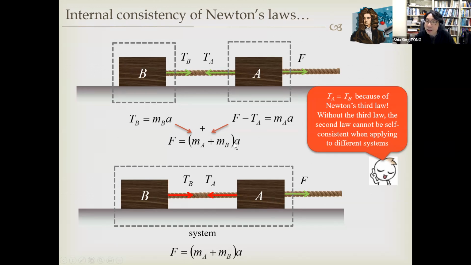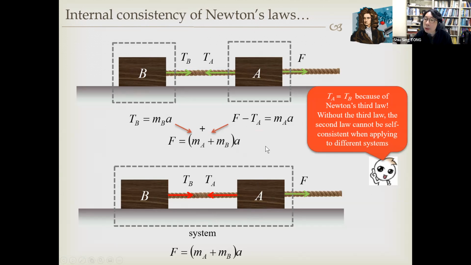But that's exactly the same equation produced by the first consideration, right? So they are identical. Now, the consistency between these two sets of equations hinges on the fact that TA is equal to TB. If Newton's third law does not hold, if TA is not equal to TB, then applying Newton's second law to each of the bodies will be different from applying Newton's second law to the two bodies as a whole. That will be a self-contradictory result.